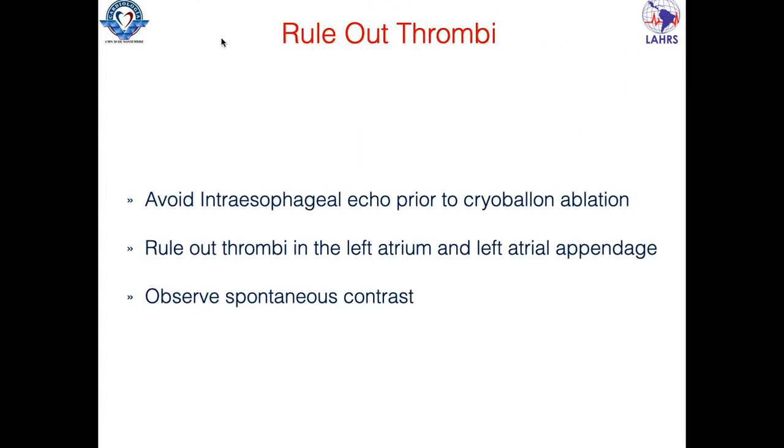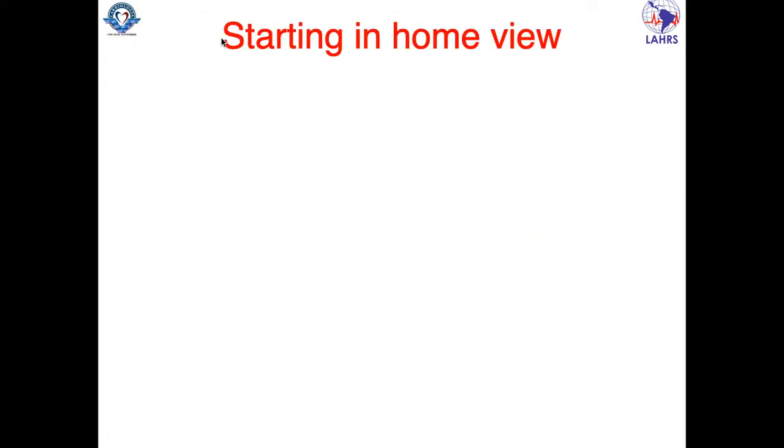First of all, we need to rule out the presence of thrombi. With ICE, we can avoid transesophageal echo prior to the procedure, and also avoid tomography, because with ICE we can watch the pulmonary veins, the left atrium, and the left atrial appendage.